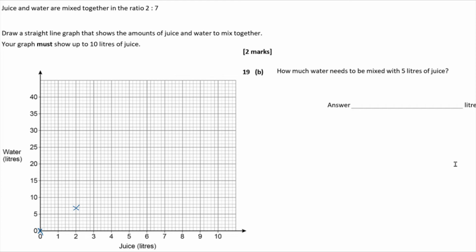And I'm going to go up in multiples of 2 because I can just scale up that ratio then. So if I double the ratio, then I know that 4 litres of juice is going to go with 14 litres of water. Okay. And 6 litres of juice is going to go with 3 lots of 7. It's going to go with 21 litres of water. And 8 then, 4 lots of 7 is 28, so 8 goes with 28. And 10, 5 lots of 7 is 35, so 10 goes with 35.